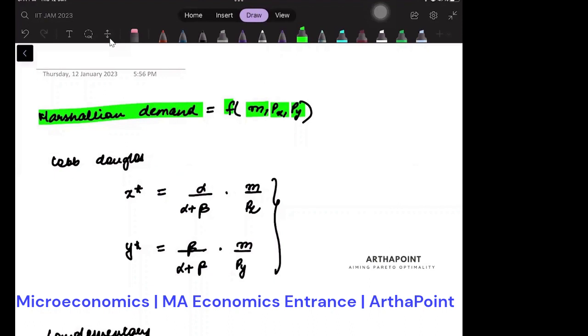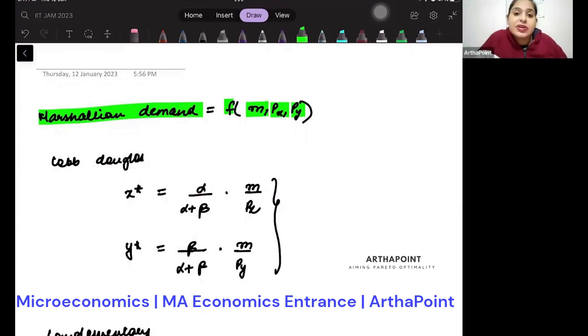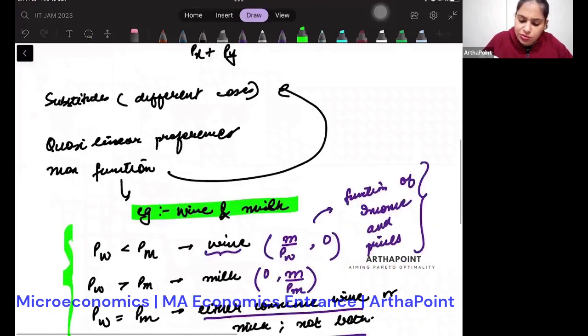Now, based on these two, I am going to talk about the properties of the Marshallian demand function. So it depends on income and prices, but based on that, the question in the exam is going to be more or less about what properties hold. So we have to discuss those. Write down the first property.